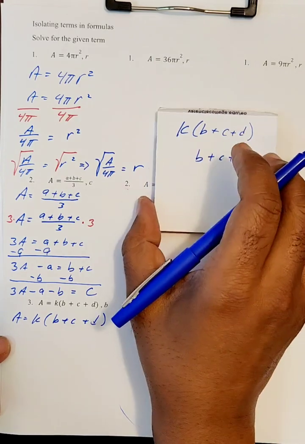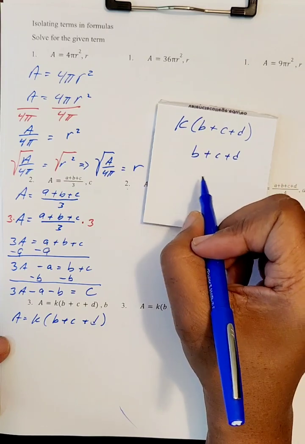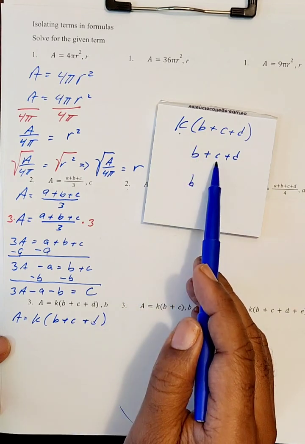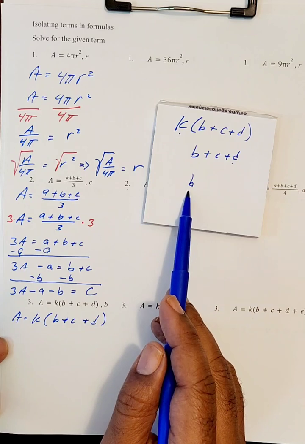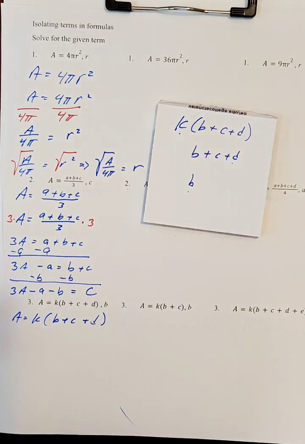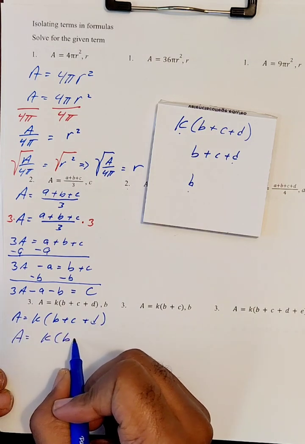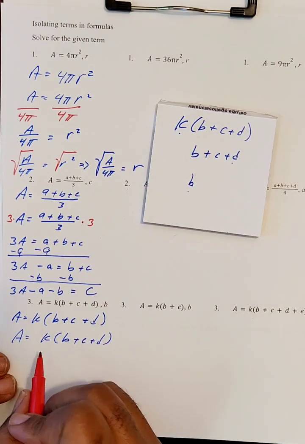Then we can get rid of two terms. We can get rid of the adding c and the adding d, and we're left with just b. So that'll be the order. Get rid of k, then c and d, and we're left with b. So to get rid of the k, that's a multiplying k, we're going to use a dividing k. So let's write that expression again. k, b plus c plus d. I'm going to use a dividing k.